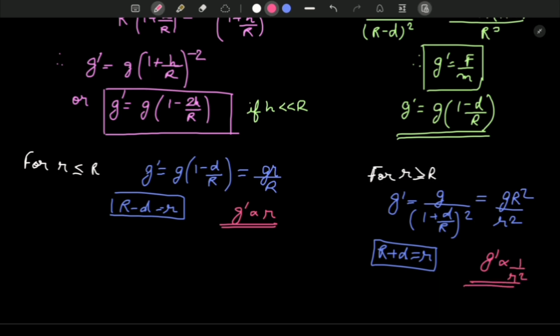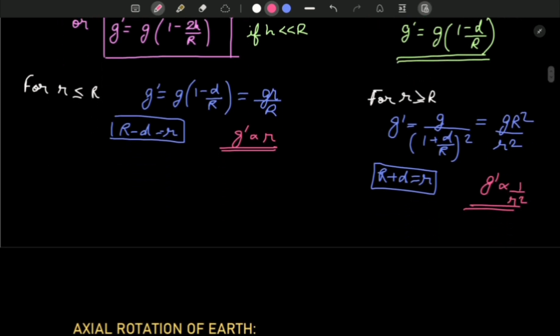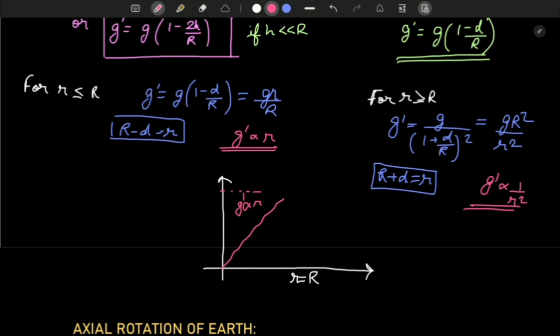And if we draw the graph on how the value of g depends, I can say that, suppose this is our graph, this is r equals to capital R, I can say that g dash is directly proportional to r, and the value is g when r is equal to R, and it is inversely proportional to r square. So the graph will be like this: g dash proportional to 1 by r square.